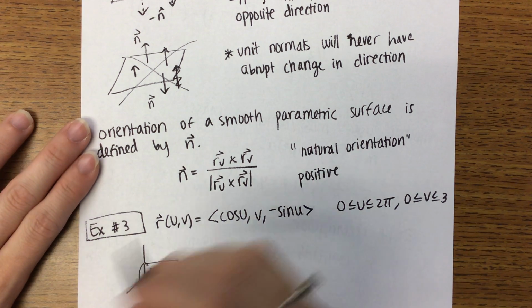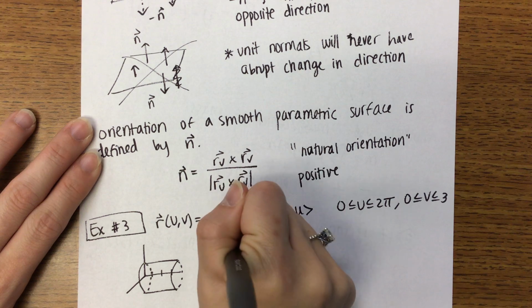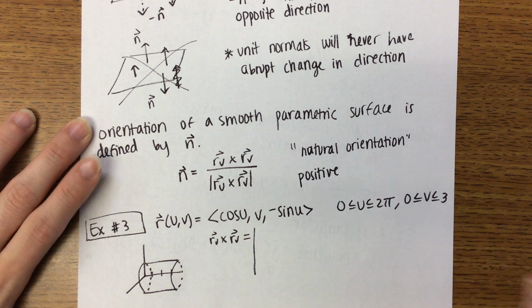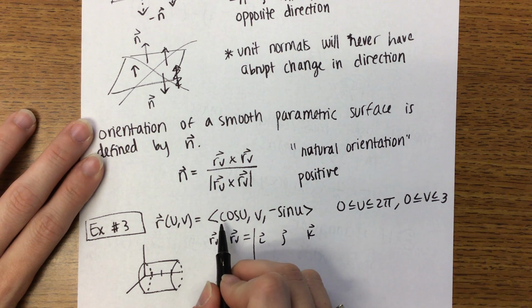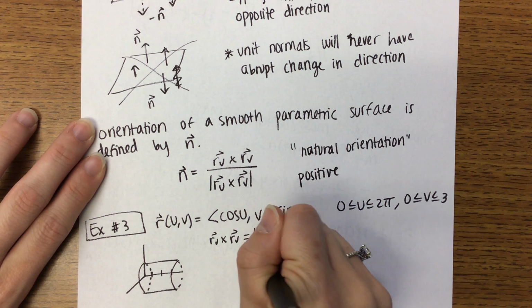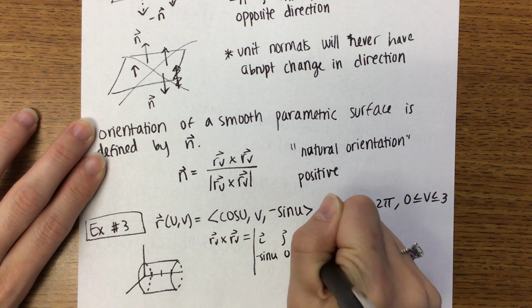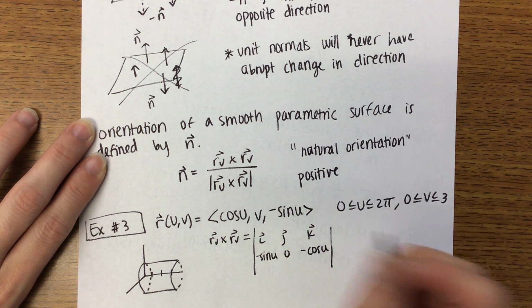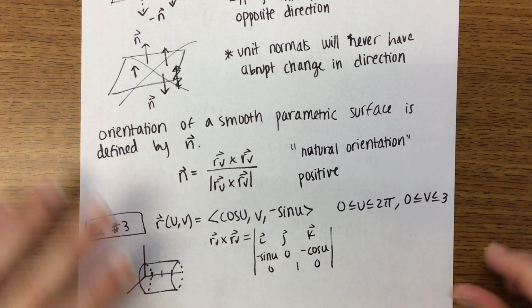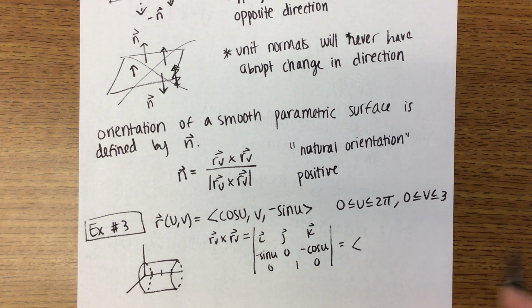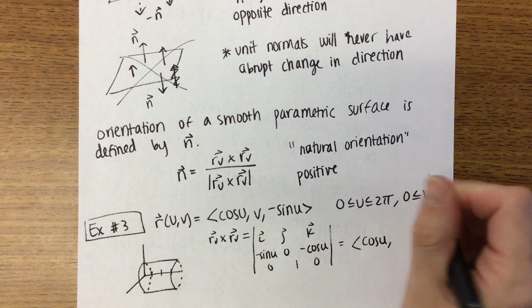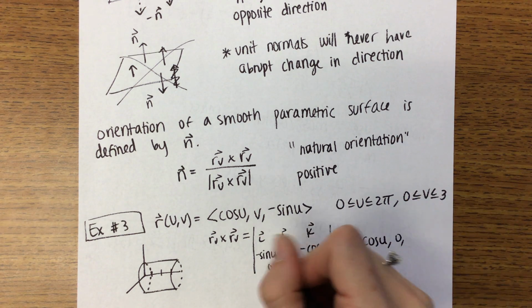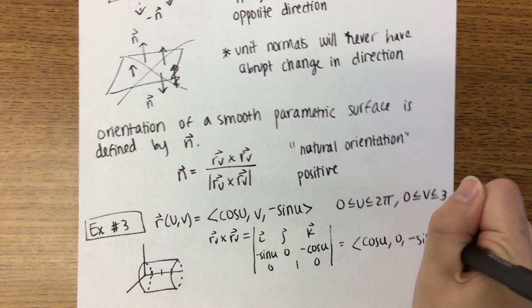Okay, so to find the orientation, we're going to have to do r of u crossed with r of v. So this will be i, j, k. So r of u will be negative sine of u, 0, negative cosine of u. R of v will be 0, 1, 0. So we get 0 minus negative cosine u, so just cosine u. 0 minus 0, so 0. Negative sine of u minus 0, so negative sine of u.